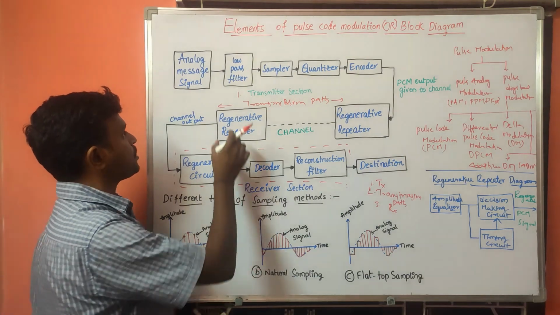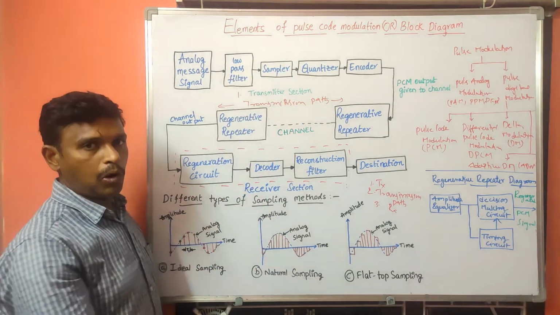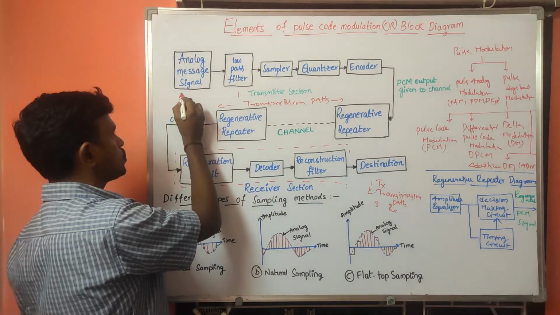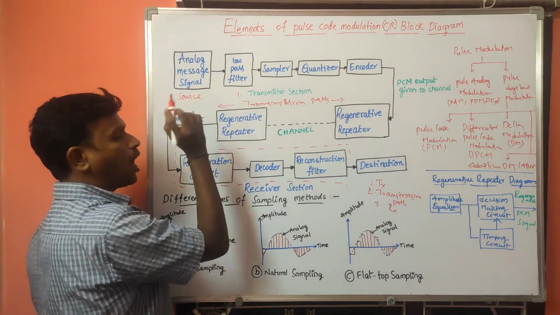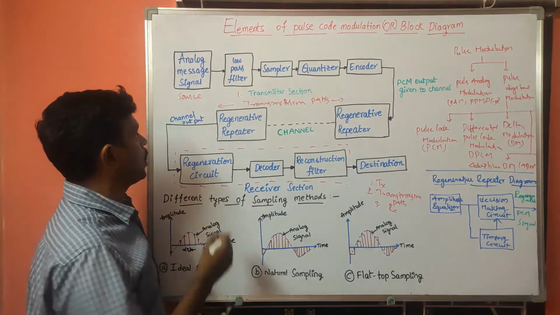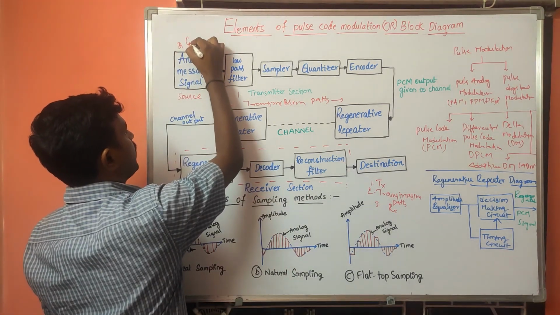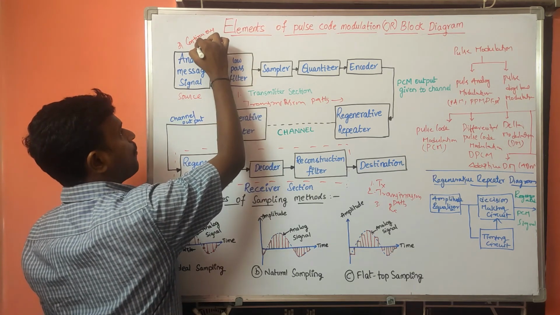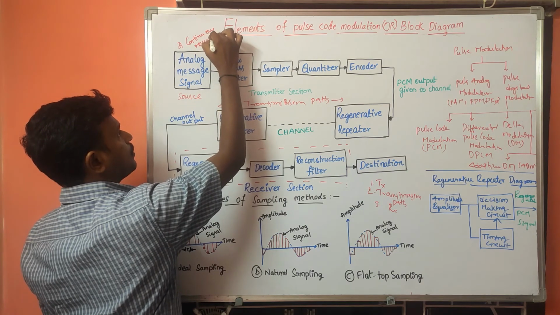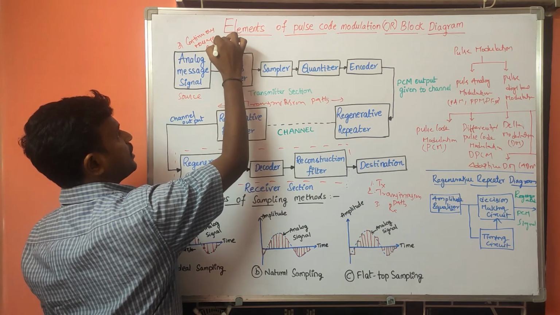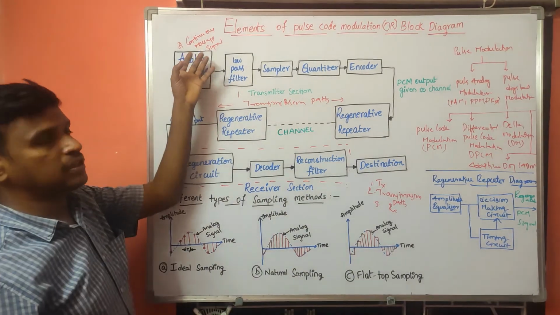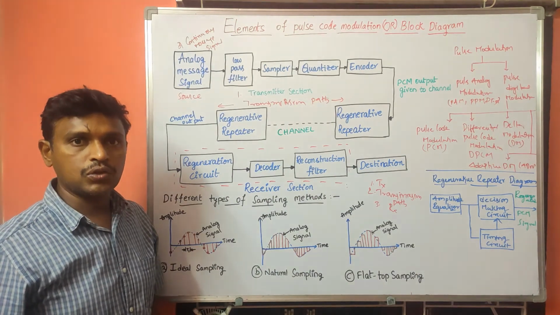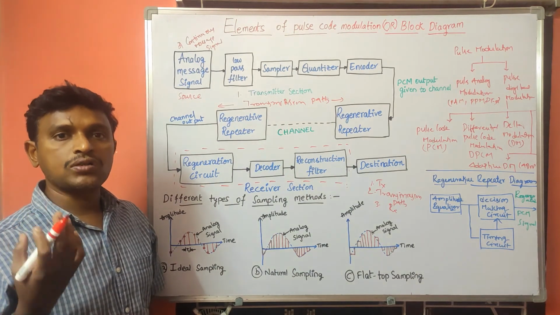In the transmitter section we have different blocks. What is the first one? That is the analog message signal source, or continuous signal source, another name for which is the continuous message signal source. The output of this analog message signal source is an analog signal.